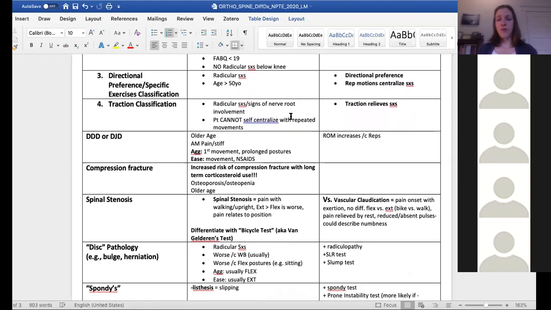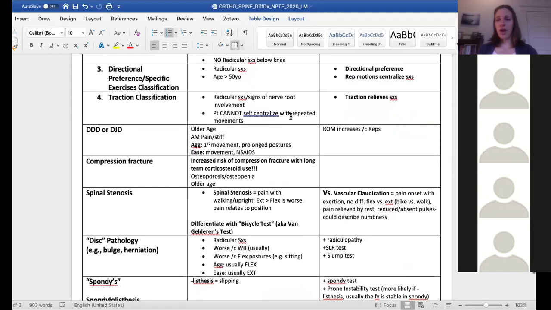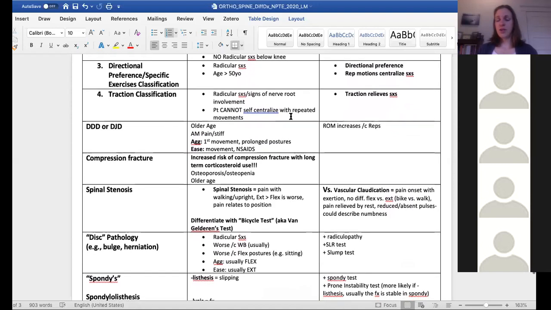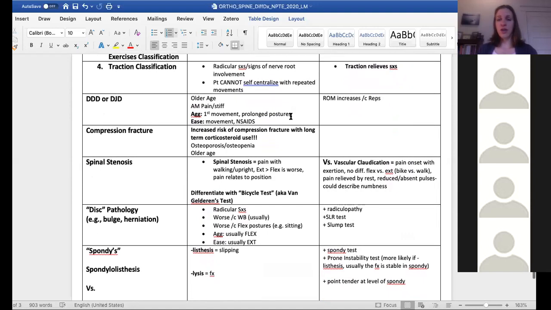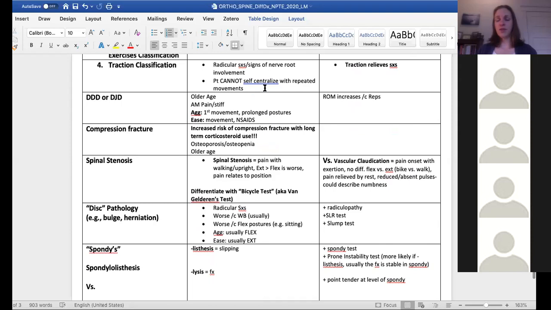Our directional preference patients are going to have, again, radicular symptoms. They're going to centralize with repeated motions, either repeated flexion or repeated extension. And then our traction, as we talked about, is going to be our patient who can't self-centralize, but they do have radicular symptoms. So traction may be a good alternative. And that could be either manual traction or more commonly moving into some sort of mechanical traction prescription.